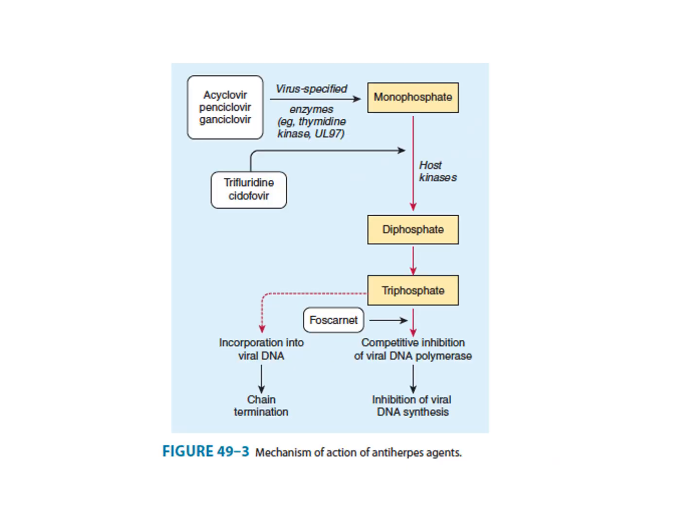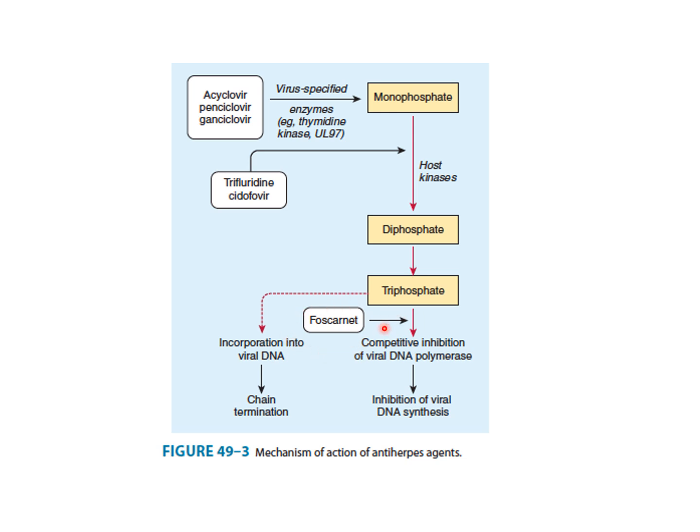This figure here shows us a summary of how some antiviral drugs work. Again, we said acyclovir, in addition to other nucleoside analogs such as penciclovir and ganciclovir, need to be activated by a virus-specific thymidine kinase, and then they're activated by host kinases into a diphosphate and then a triphosphate. We said these can get incorporated into the viral DNA, causing chain termination, or they can cause inhibition of viral DNA polymerase.